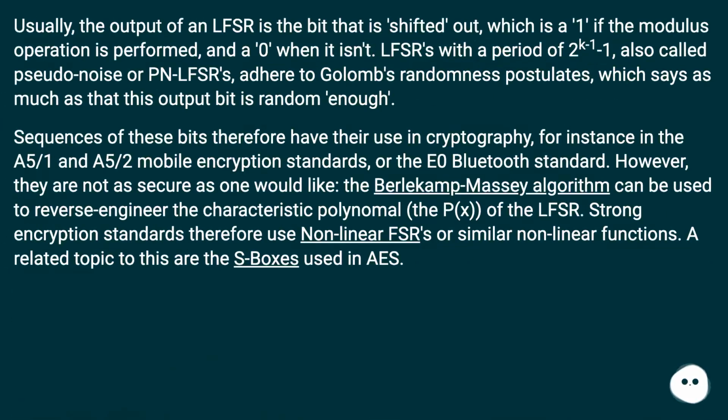Usually, the output of an LFSR is the bit that is shifted out, which is a 1 if the modulus operation is performed, and a 0 when it isn't. LFSRs with a period of 2^k - 1, also called pseudo-noise or PN LFSRs, adhere to Golomb's randomness postulates, which says as much as that this output bit is random enough. Sequences of these bits therefore have their use in cryptography, for instance in the A5/1 and A5/2 mobile encryption standards, or the E0 Bluetooth standard. However, they are not as secure as one would like.